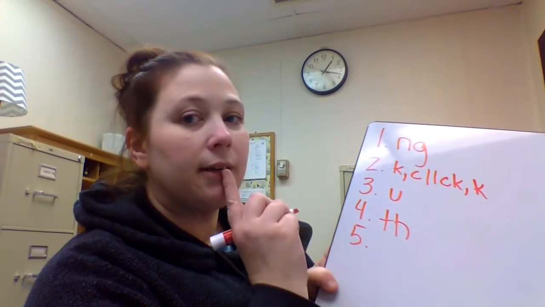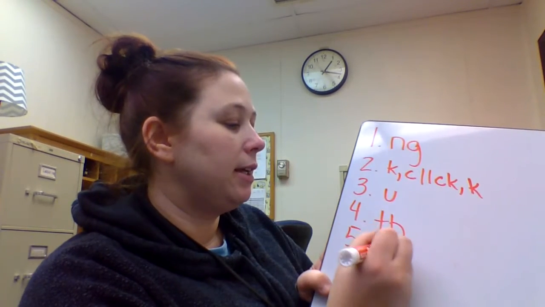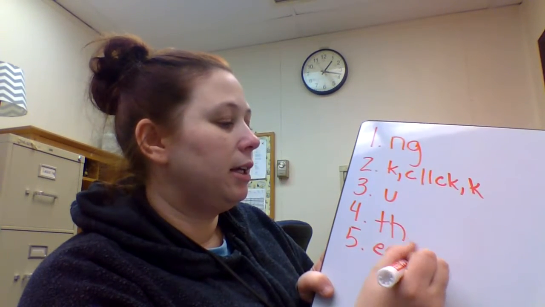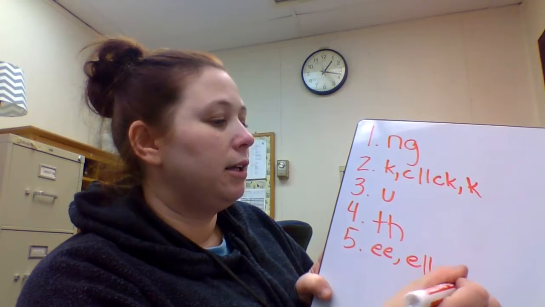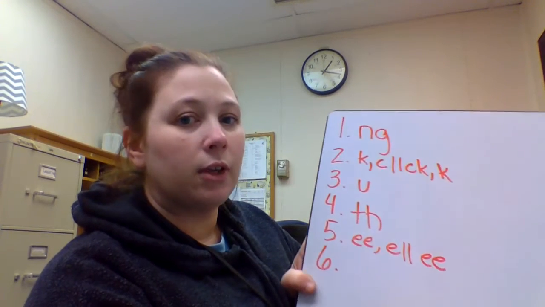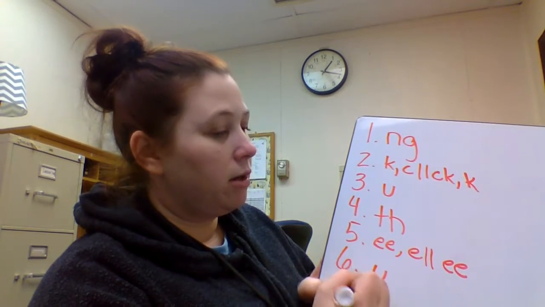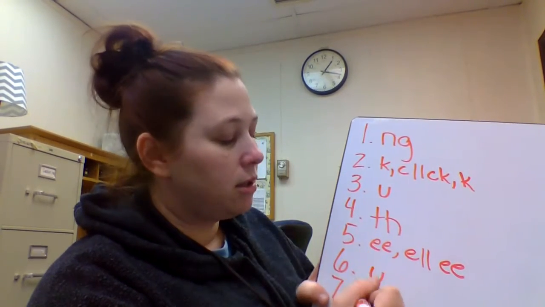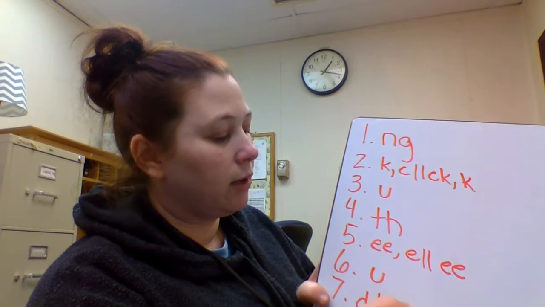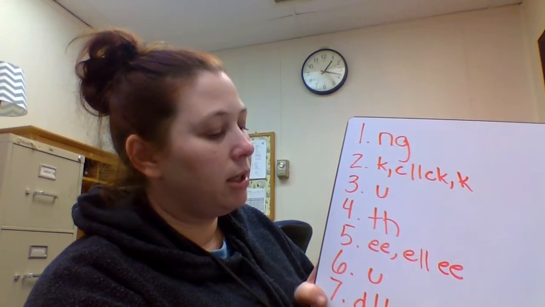Number 5 is E, so we have EE, comma, E, final sound, EE. Number 6, we have U, that's U again. Number 7 is D, so we have D, final sound, D or comma ED.